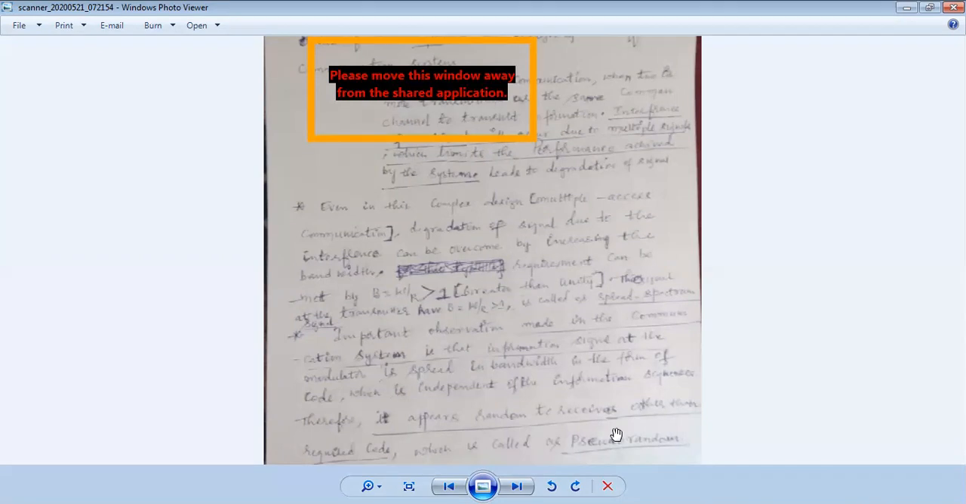Spread means all the signals are spreading across the channel. But of course, once you spread, there will be a kind of interference. That interference is a different issue to tackle.